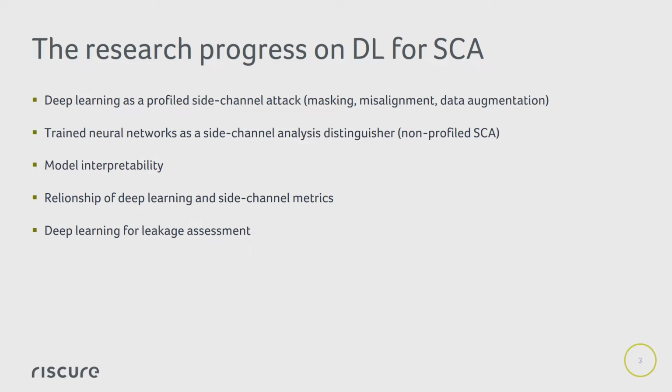The third group of research is mostly related to model interpretability, how to analyze what the network is learning, basically the learnability of neural networks.